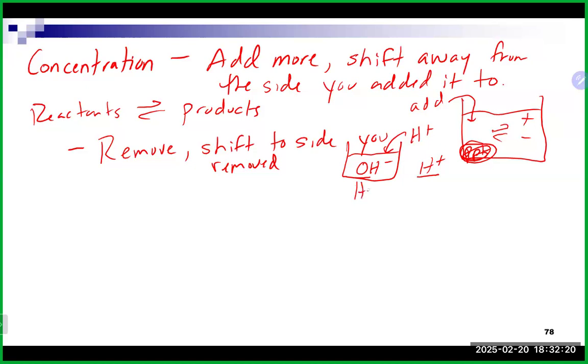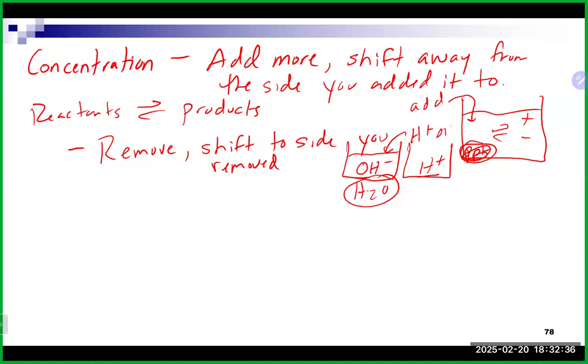Yeah, that looks like two H's and an O. That's water, right? And water is also not part of the equilibrium. So that would be a way to remove hydroxide ions that are floating around the solution. Same thing if you had H plus ions floating around, or H3O plus floating around.